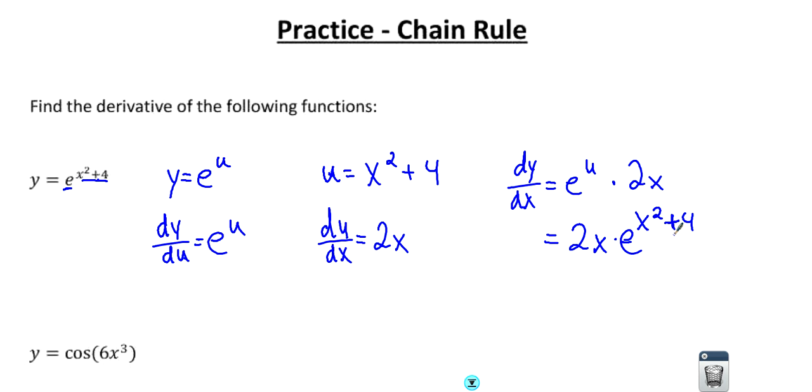And you can see that even though we have e and we have this x squared plus 4, since the derivative of e to the x is e to the x, the derivative of e to the x squared plus 4 still has e to the x squared plus 4 in it. And that is our derivative.